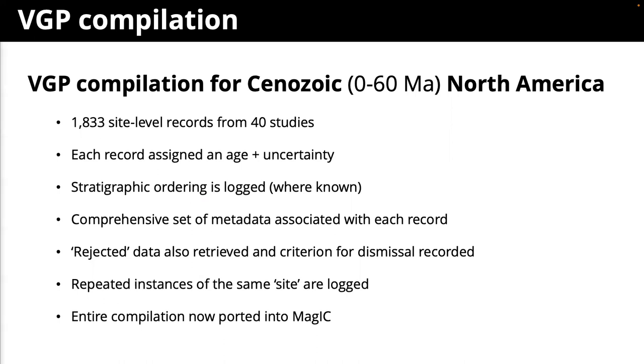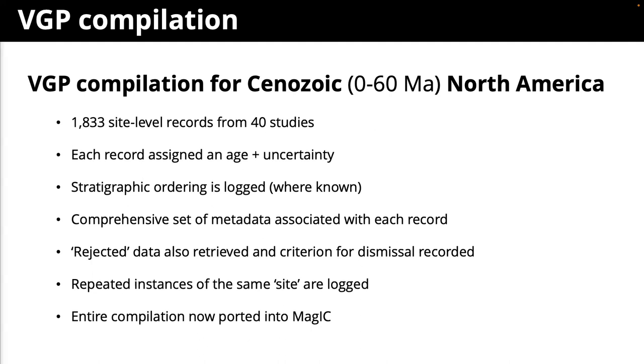We have almost 2,000 site-level records from 40 studies from Cenozoic North America. Each one of those records has its own age and age uncertainty assigned to it. The stratigraphic ordering, where we know it, is logged. It's a comprehensive set of metadata associated with each one of those records. We also retrieve rejected data, and we tag them with the reason for their dismissal. So again, we can retroactively homogenize our data treatment across the entire collection.